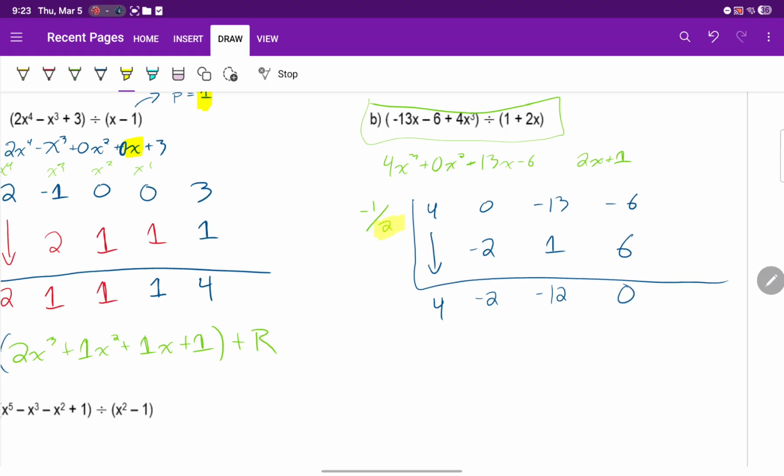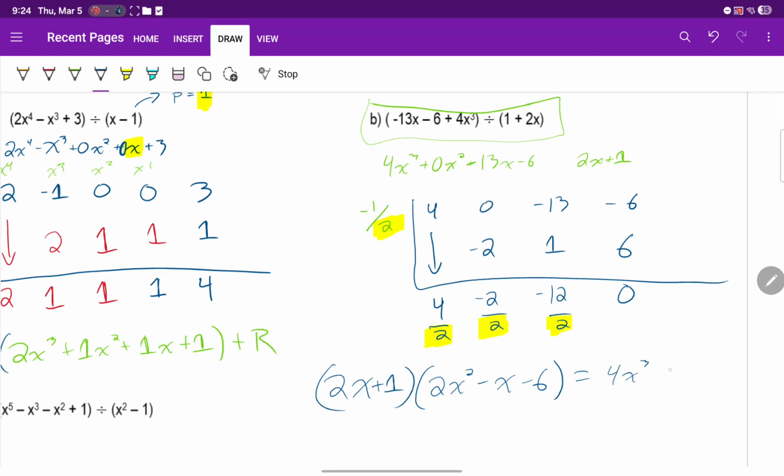Okay, I need to remember that because I'm dividing by 2 here, or I have a divisor of 2, I'm going to divide each of these terms by 2. And what I get is 2x plus 1 times, drop my exponents down 1, so this becomes 2x squared minus x minus 6 is equal to, and that was, I think, 4x cubed minus 13x minus 6. Okay?